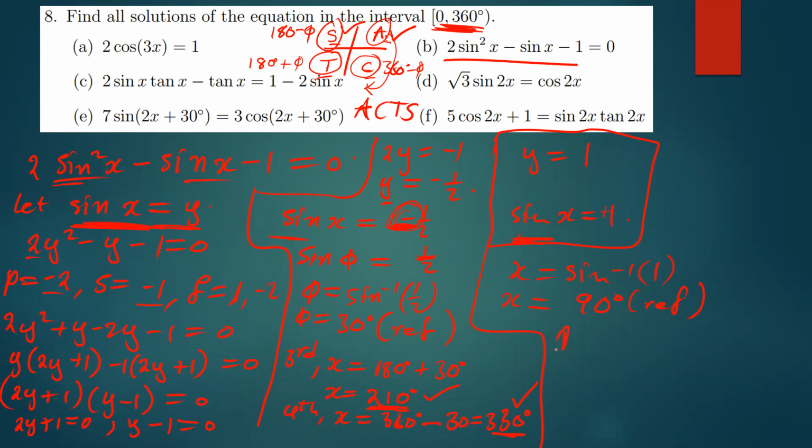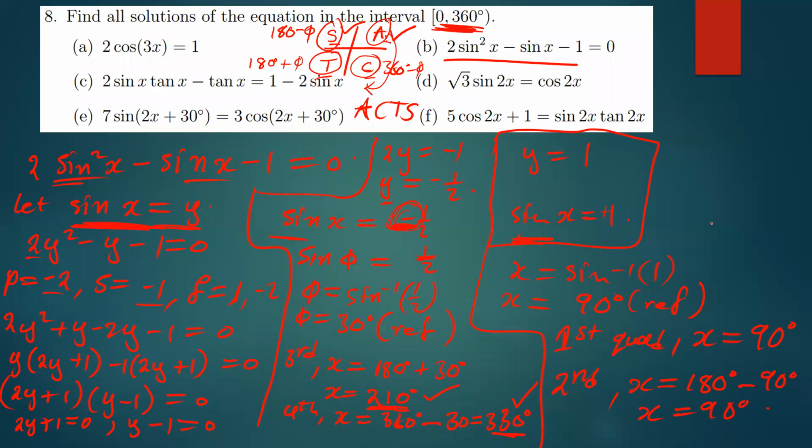So in the first quadrant, we say the value of x is simply just equal to what? 90 degrees. And then in the second quadrant, x will therefore be equal to 180 degrees minus 90 degrees, which still gives us what? 90 degrees.